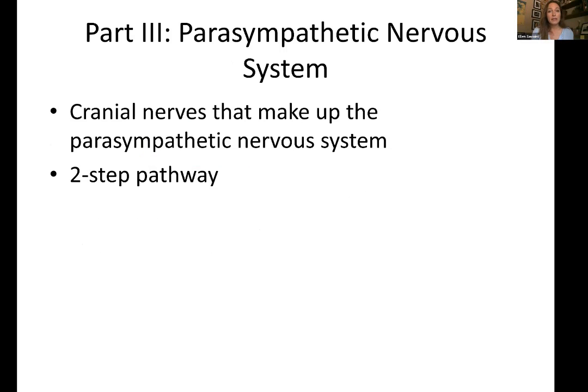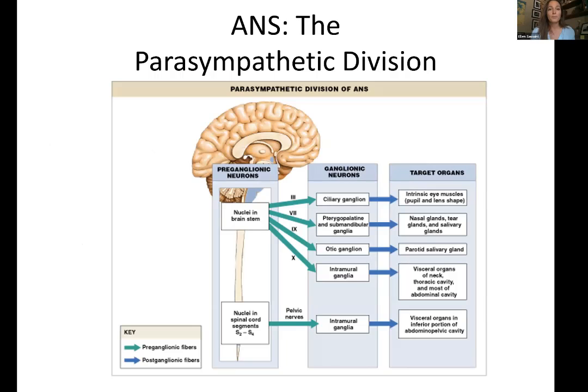Now, the parasympathetic nervous system is way easier, so I make you do the hard part first. So the sympathetic is pretty complicated. Parasympathetic, still a 2-step pathway, but that's pretty much it. It's pretty basic. So the parasympathetic looks like this.